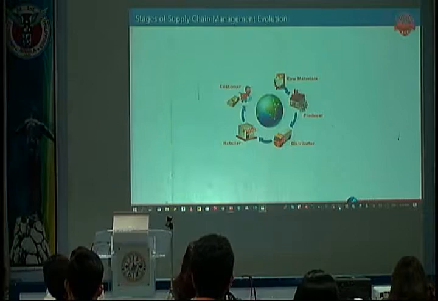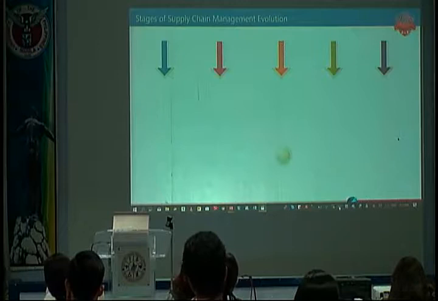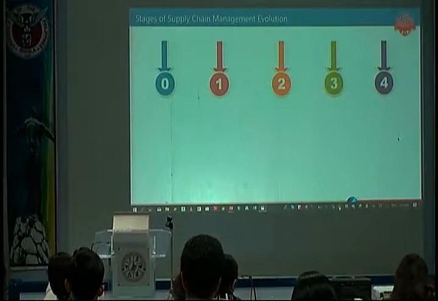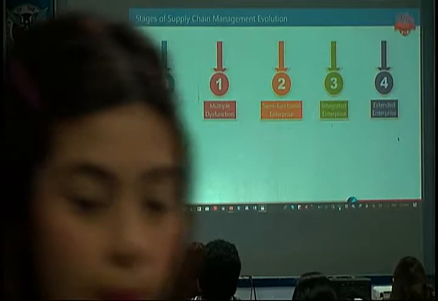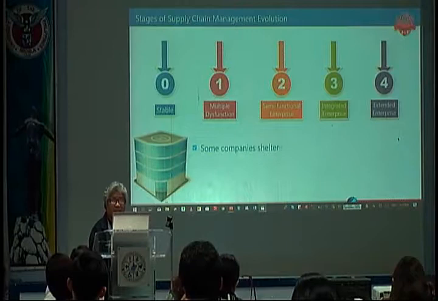Stages of supply chain management evolution. The advances in supply chain management are reflected in each supply chain's development. There are typically four or five sequential stages, globally and within organizations. Starting from stage 0 to 4, they are stable, multiple dysfunction, semi-functional enterprise, integrated enterprise, and extended enterprise. Every organization falls somewhere within these five stages. Some companies shelter from changes, so they are less advanced. Some took advantage of changes.